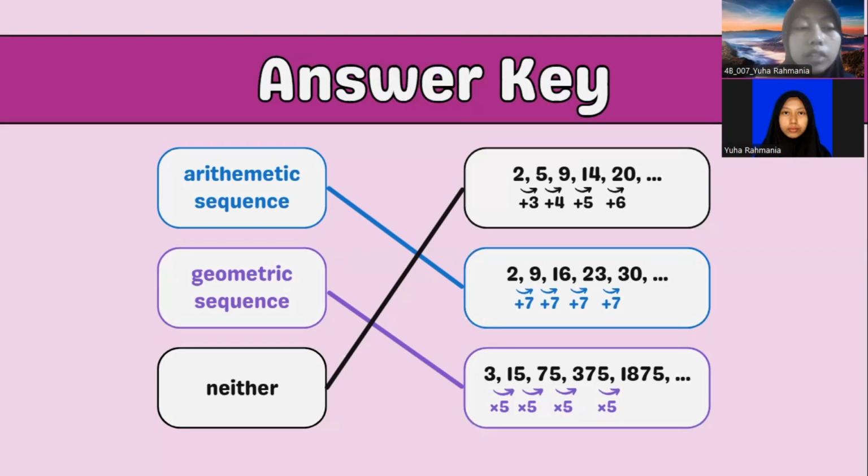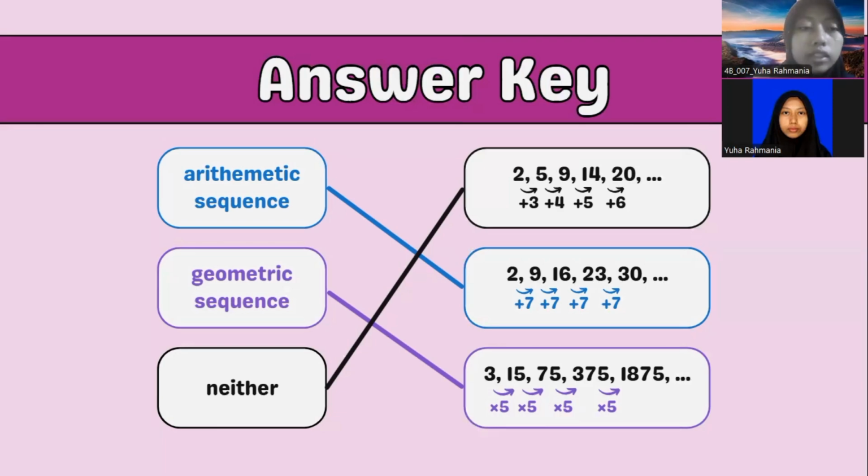When identifying sequences, it is important to remember that arithmetic sequences focus on constant addition or subtraction, while geometric sequences focus on constant multiplication or division. By checking either the difference or the ratio, we can classify sequences correctly and avoid mistakes.